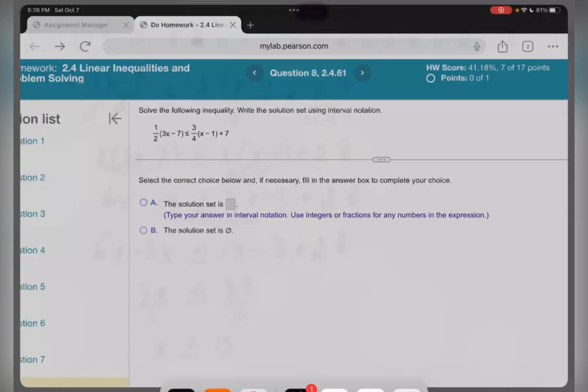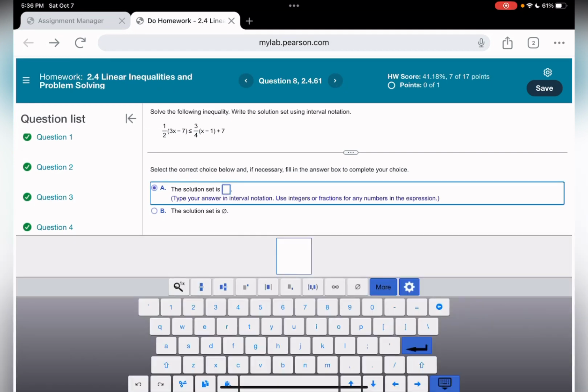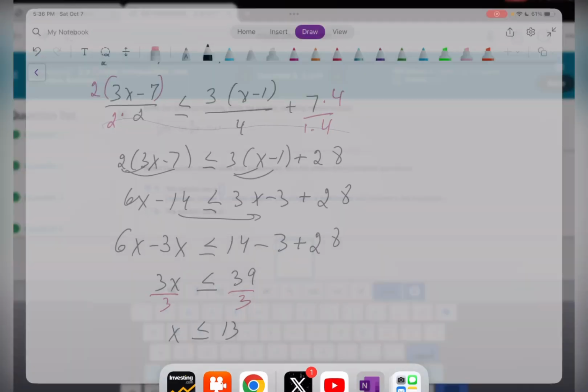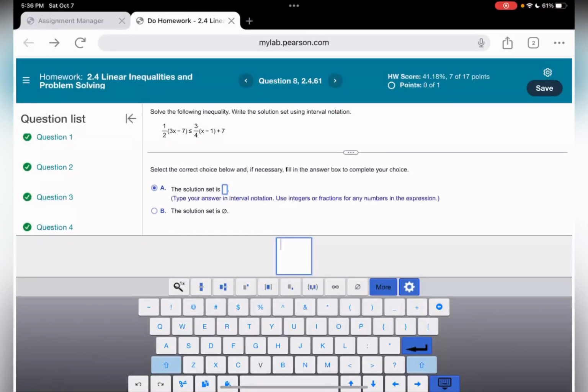we get x is less than or equal to 13. Less than or equal to 13, meaning we're going to put from negative infinity till 13, positive, right? 13 was, yeah, positive 13. Okay. Negative infinity, comma, 13. We have an equal sign, so it's going to be a square bracket.